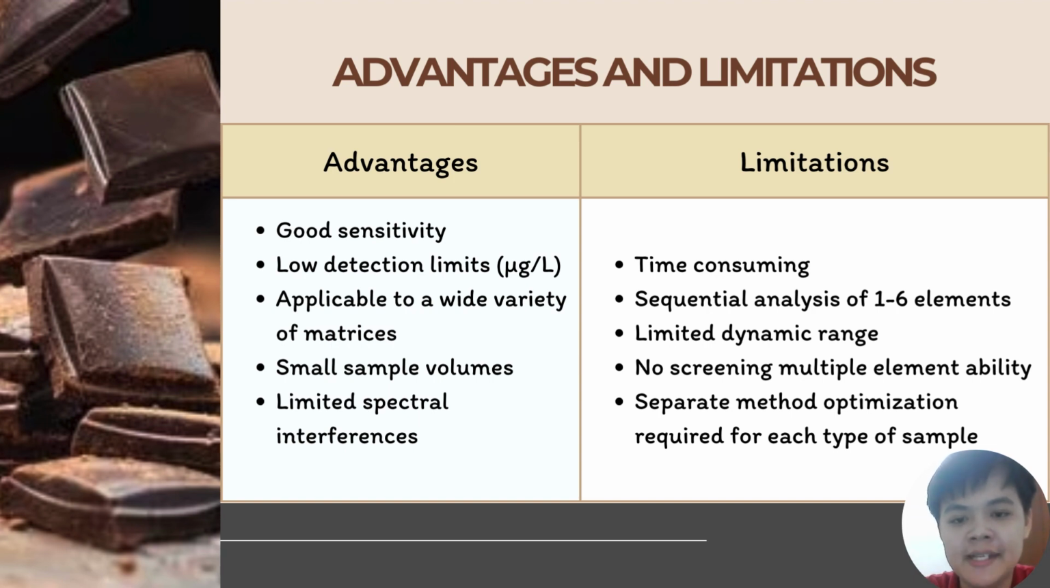One drawback of GFAAS is that the analysis process can be time-consuming. It is generally limited to the sequential analysis of a small number of elements in a single run. The technique may have a limited dynamic range for samples with a wide concentration range of target elements. It lacks the ability to screen multiple elements simultaneously as it is designed for the accurate determination of specific elements. Optimization of the GFAAS method is necessary for different sample types, adding an additional step to the analytical process.